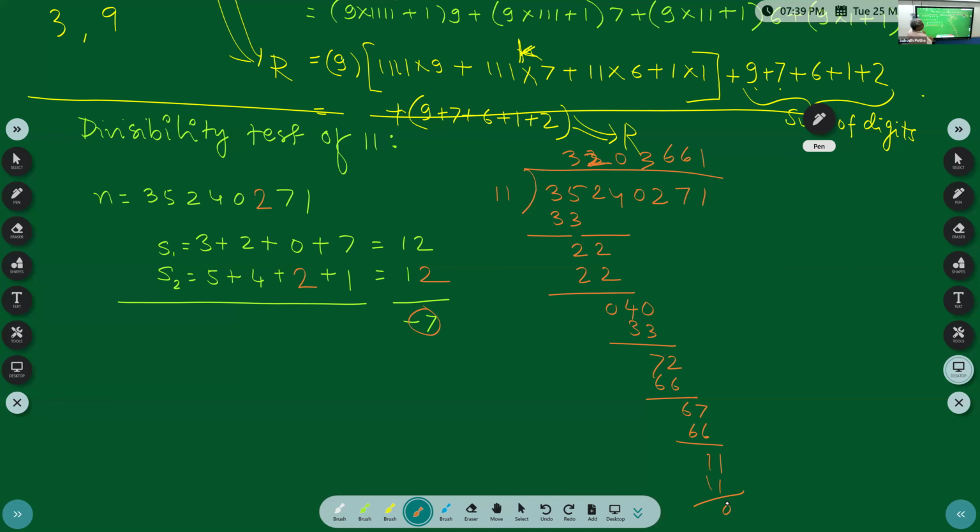Okay, I will wait for 5 to 10 minutes. Maybe using this number itself, you can try your level best to figure out why this trick is working.